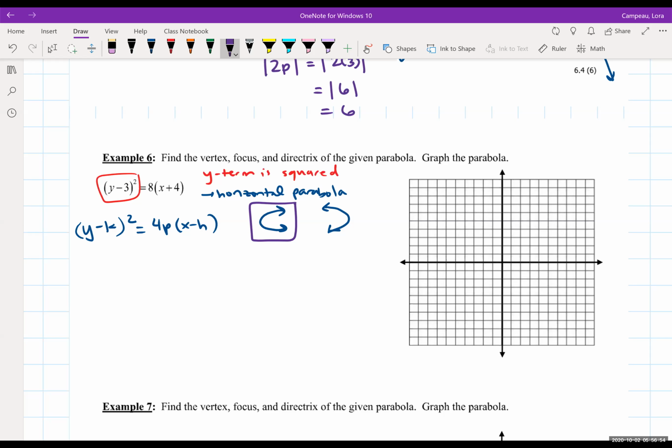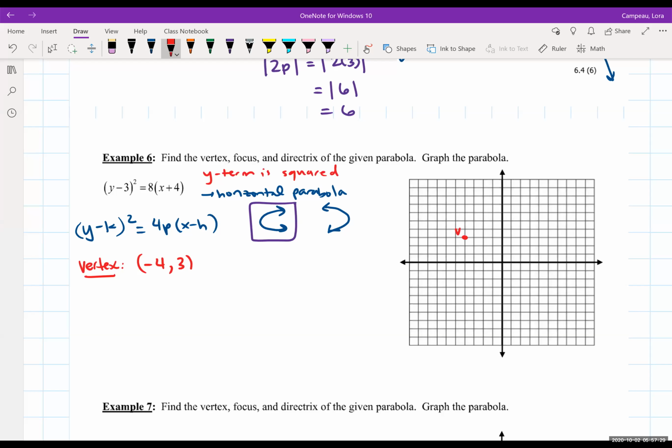So now, having said that, we can go into understanding what the vertex is. Remember the vertex is always (h, k). That's the value associated with the x term, so we're going to have -4, and then the value associated with the y term, which is +3, the opposite of what we see. So we can plot that, -4 and +3. Helps me label that as my vertex.